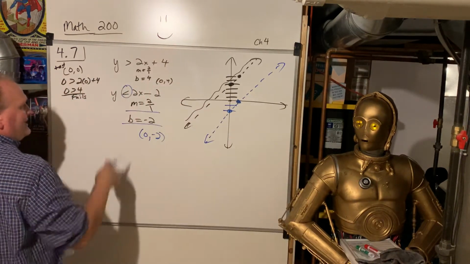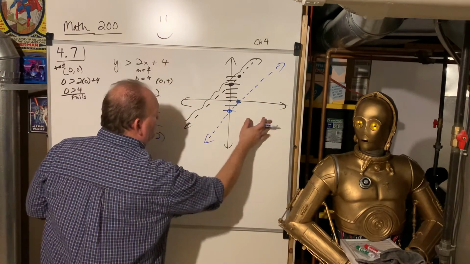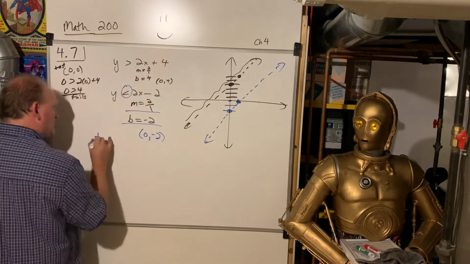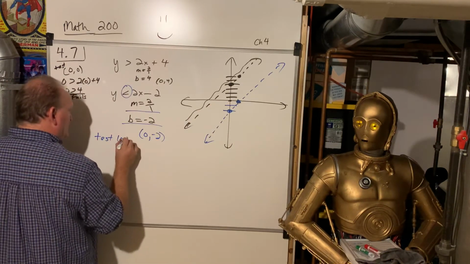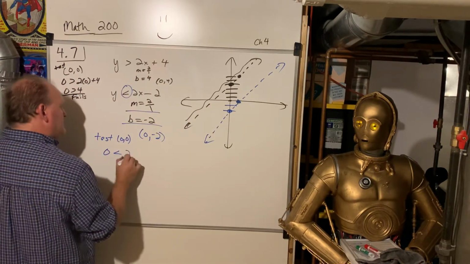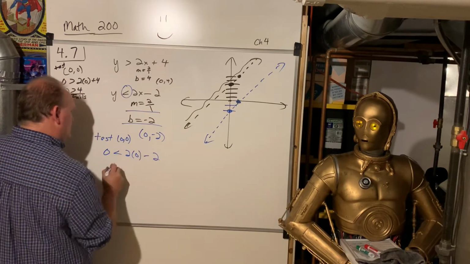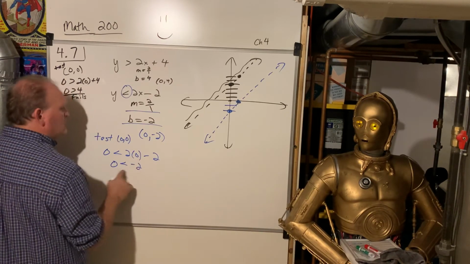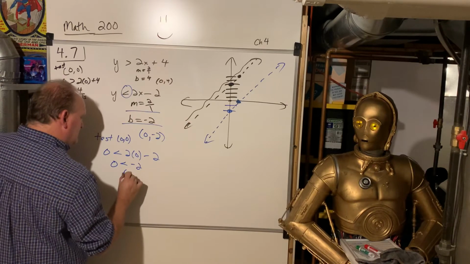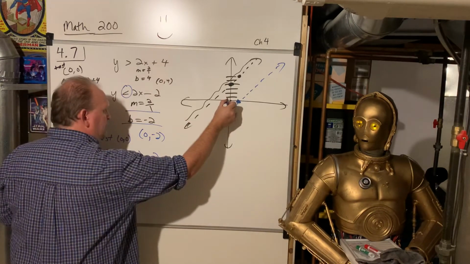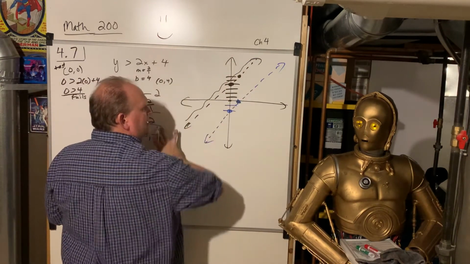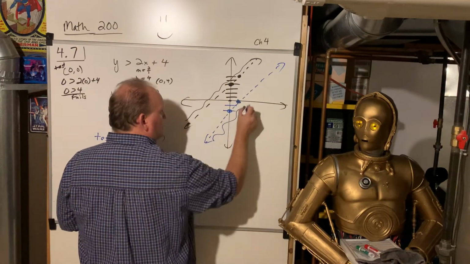And then I think less than is going to be down here, but I'm not positive, so I'll test 0, 0. I think it's going to fail. 0 is less than 2 times 0 minus 2. 0 is less than -2. Nope, 0 is greater than -2. So our test point 0, 0 failed, which means all the points on this side of the line fail, but all the points that work are down here.